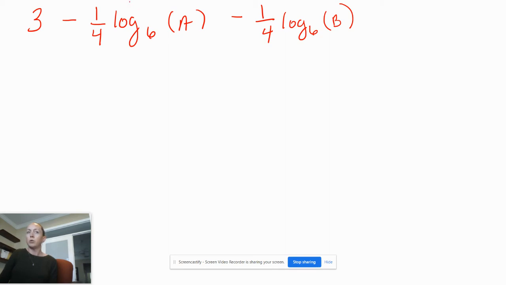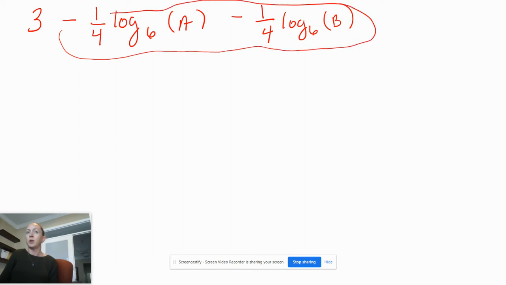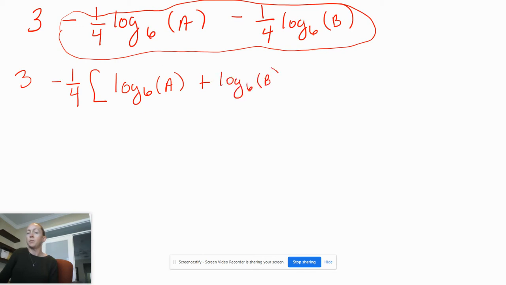So what we could do first is recognize that both of these logs here are negative, and they also have a common factor of 1/4. So what we could do is we could factor out that 1/4, and then it would just be log base 6 of A. And now it would be addition because you factored out the negative, log base 6 of B.